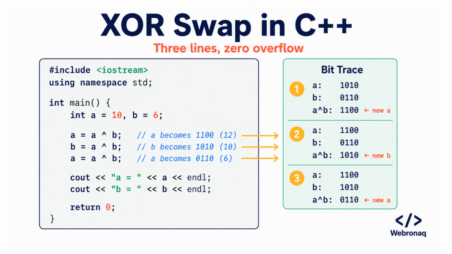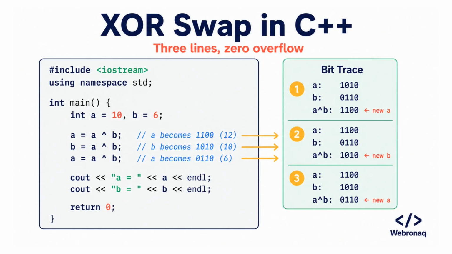Let's trace it with A equal to 10, which is 1010 in binary, and B equal to 6, which is 0110. Step 1. A equals A caret B. We XOR the two bit by bit. 1010 XOR 0110 gives us 1100, which is 12. So A is now 12. Just like before, this single variable secretly holds the information of both originals.